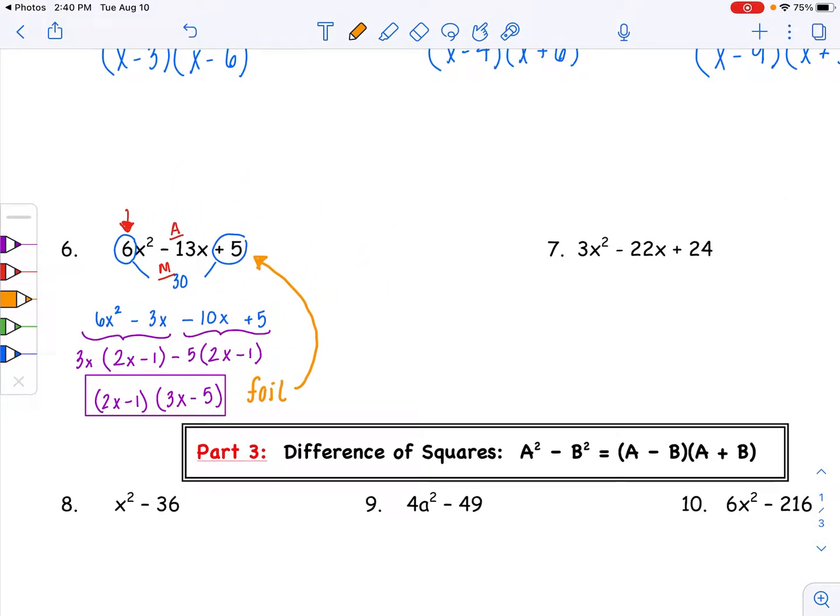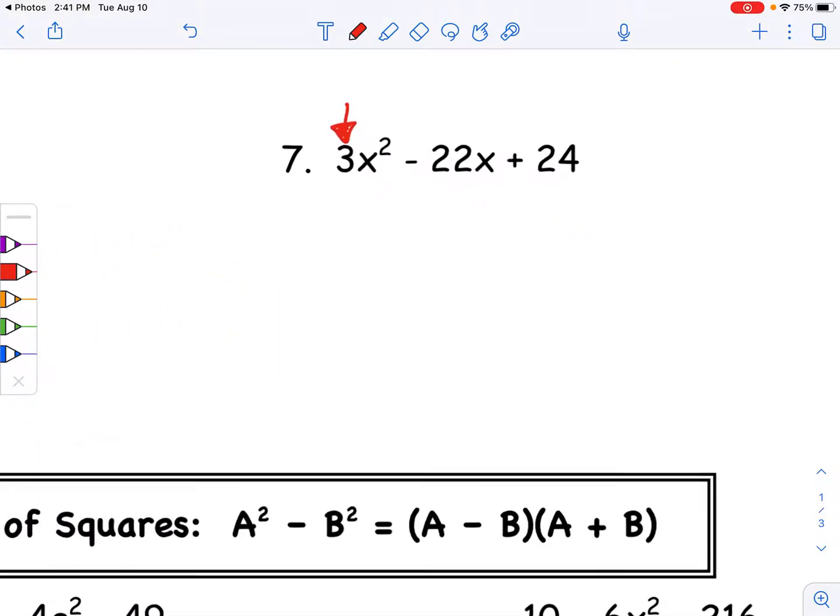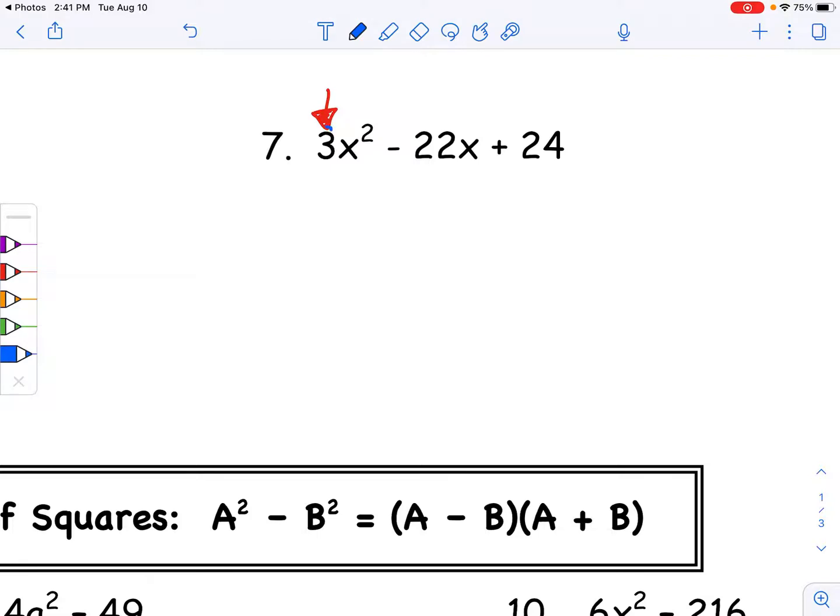Here's another one where we're going to do split the middle because the a value right here is not 1. So that is the big takeaway that, oh, that's not 1. I need to split the middle. Let's do it again. Take your first times your last term, your a times your c. And we're going to find terms that add to negative 22 and multiply to 72.